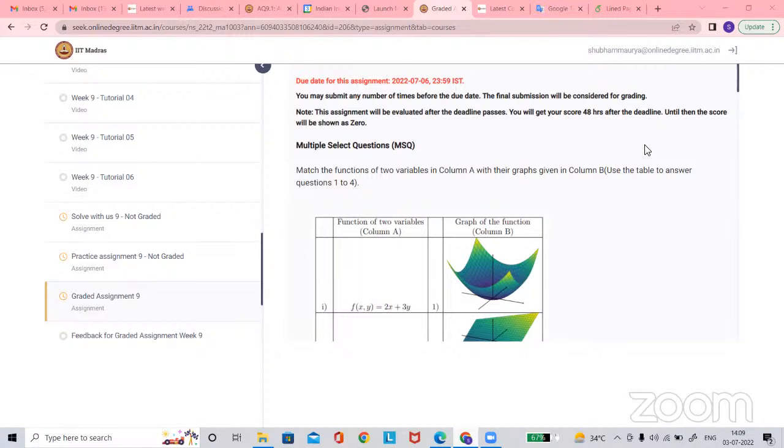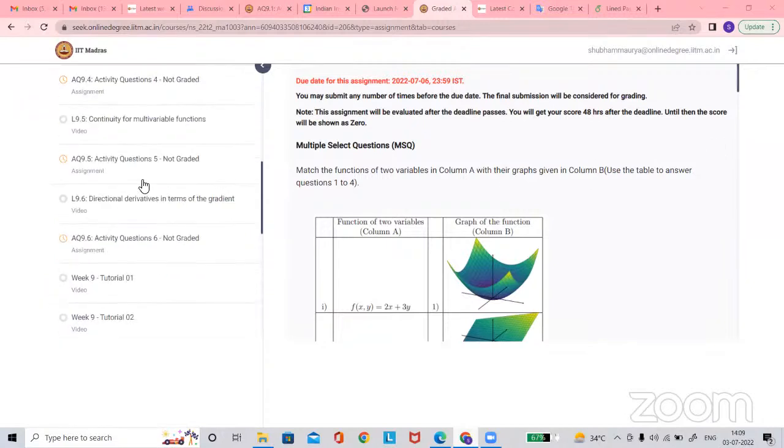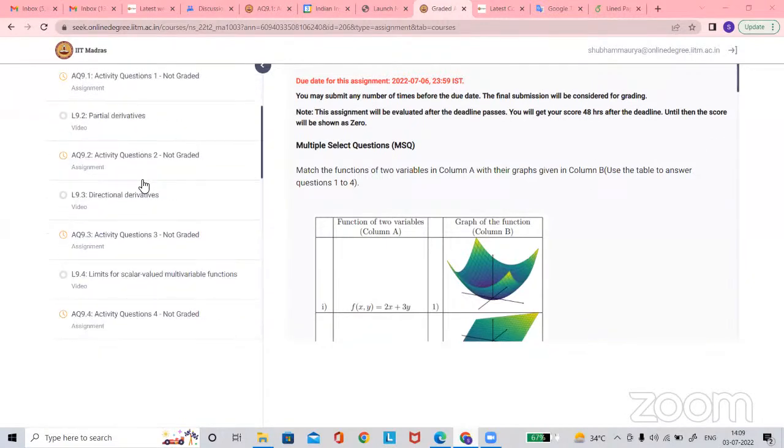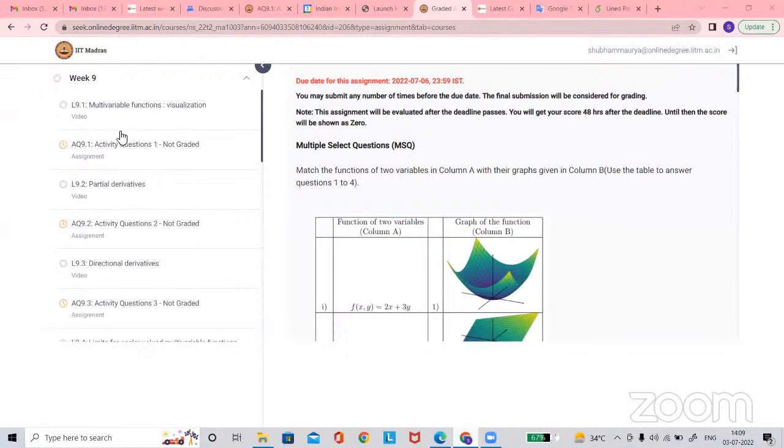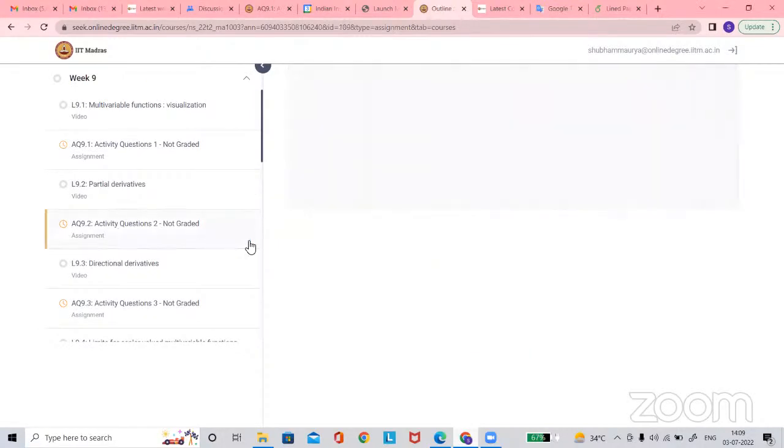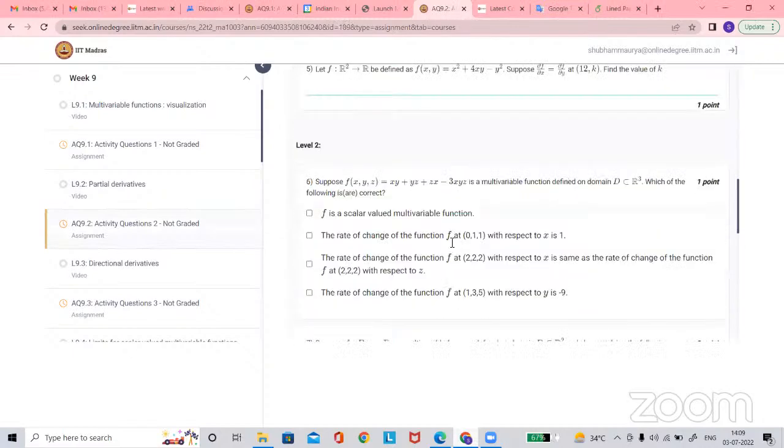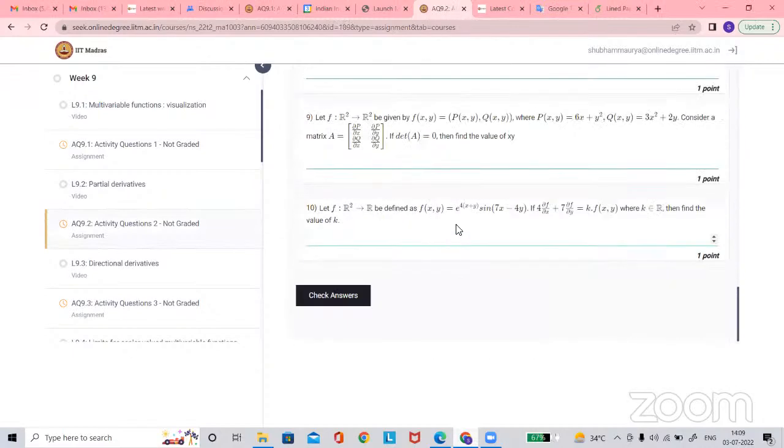Sir, can I ask you a doubt? 9.2, the last question, 10th question. Yeah, sure. If you don't mind, can you solve it for me? Because I totally forgot the trigonometry. Okay, which activity? 9.2, the last question. Yeah, last question. And what are you saying, Naveen?